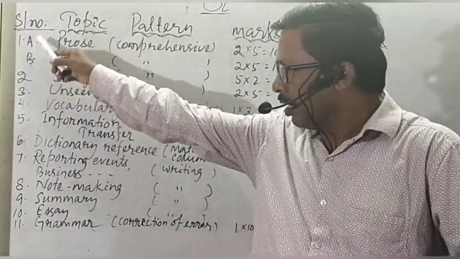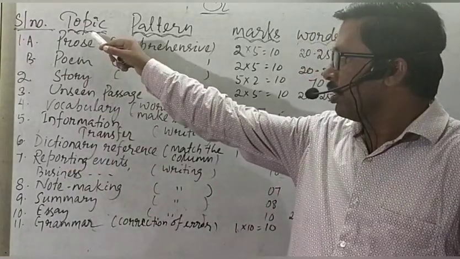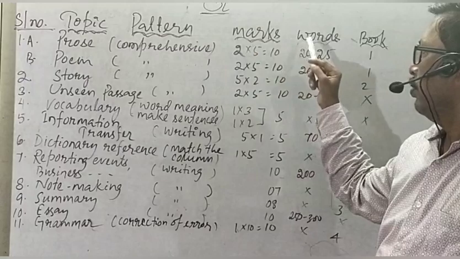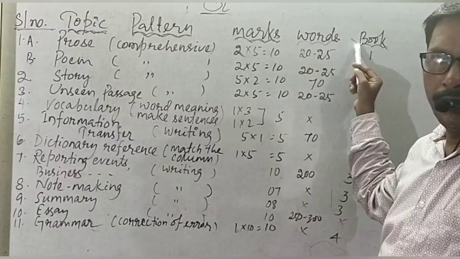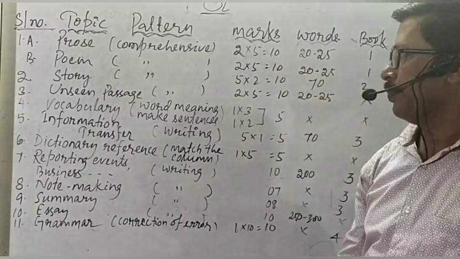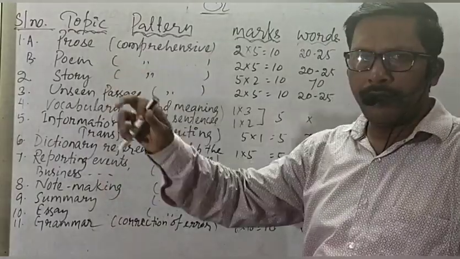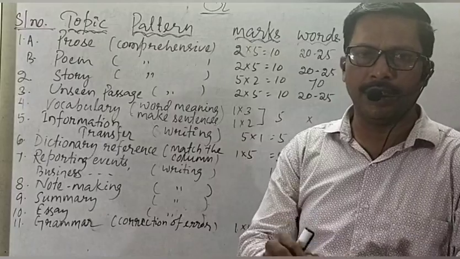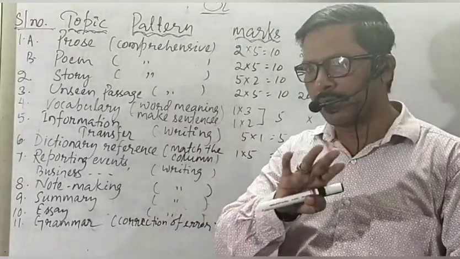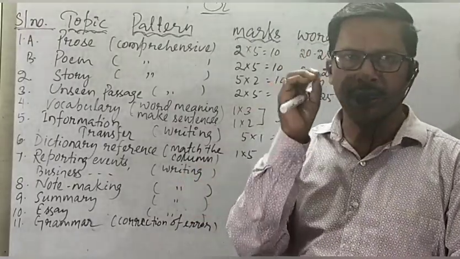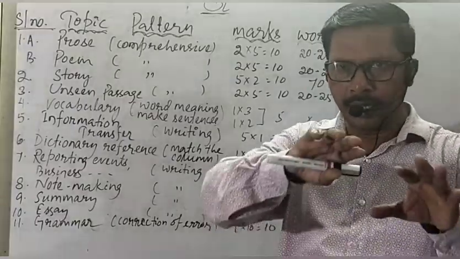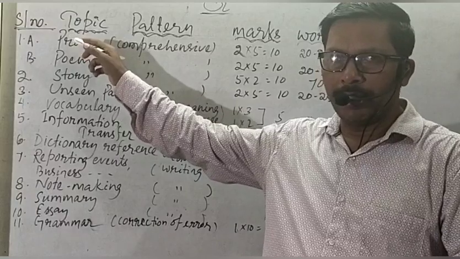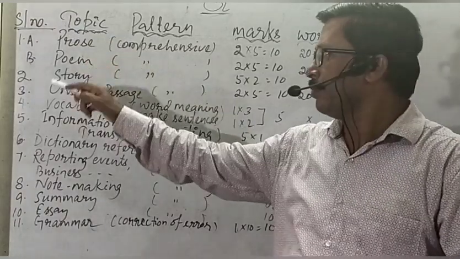Left serial number, next is a topic, next pattern, marks, words, and which book that belongs to. We have 4 sets of questions: set A, set B, set C, and set D. But the questions are not different. Questions are the same. Only the numbering of questions changes. Here the system is according to set A.